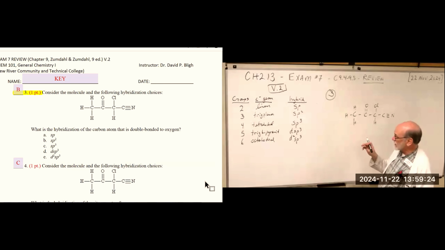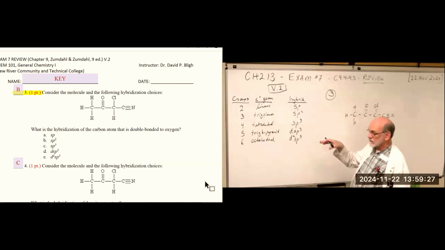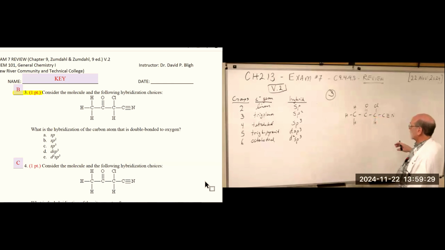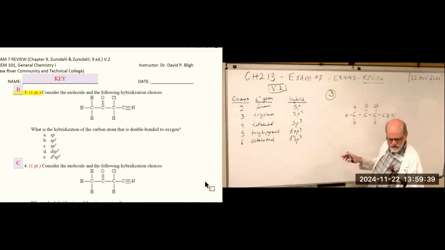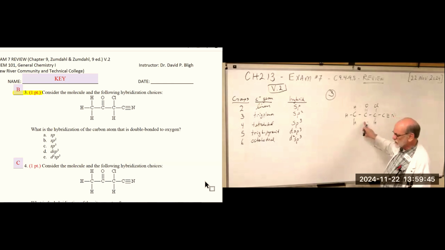In order to determine hybridization, remember, we have to have all the electrons accounted for. All right, there's 4, there's 4, there's 4, and there's 4. The only one missing is that lone pair right there. But we're only interested in the carbon double bonded to oxygen, this one. What's the hybridization for this one? 1, 2, 3 groups is trigonal planar, or sp2. So that's why the answer is B.